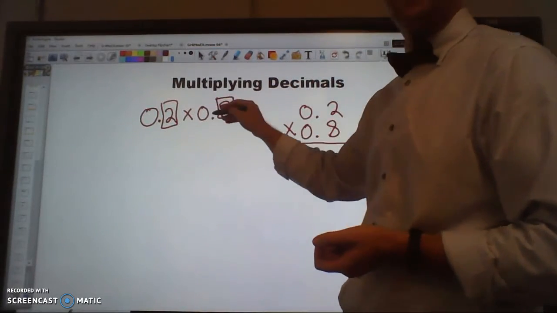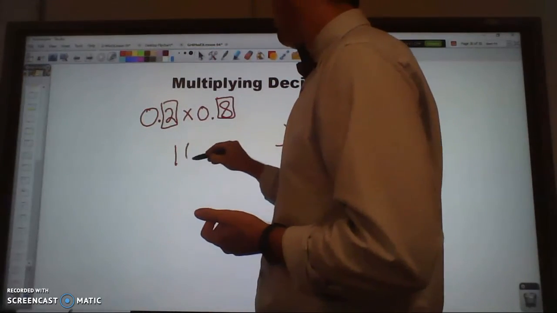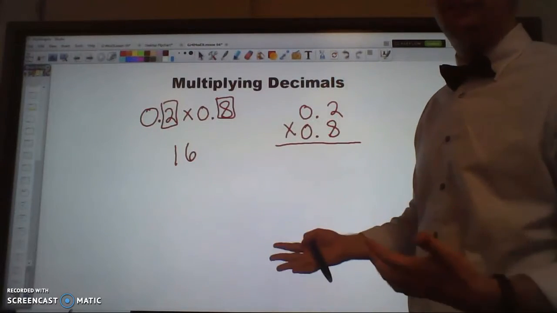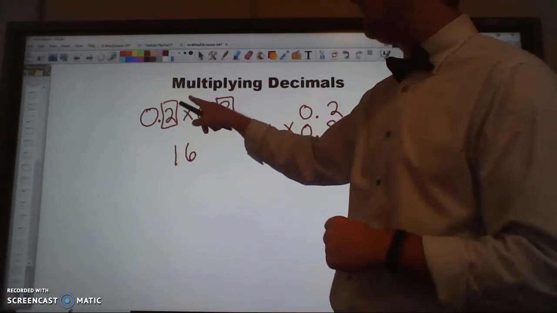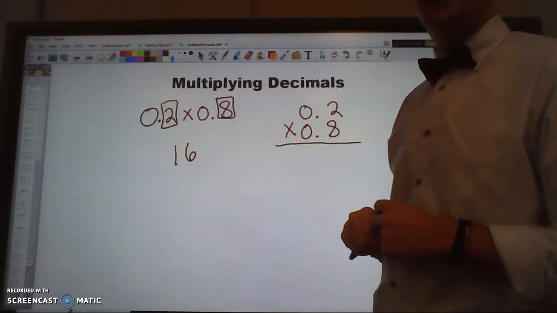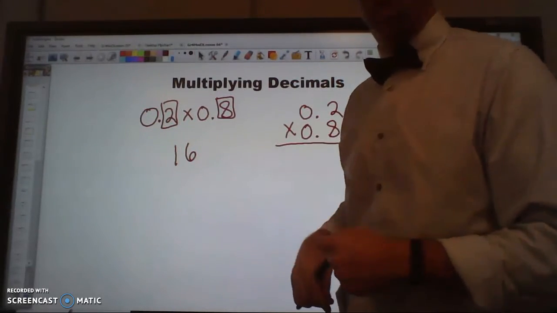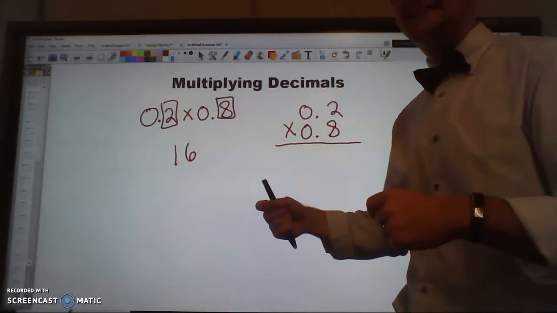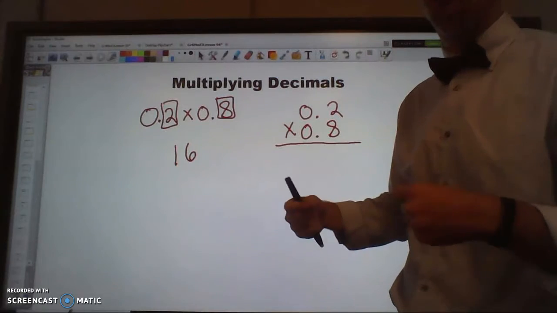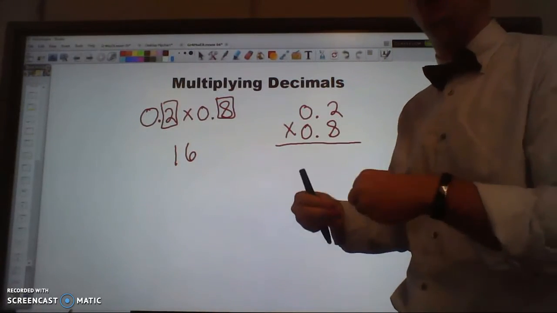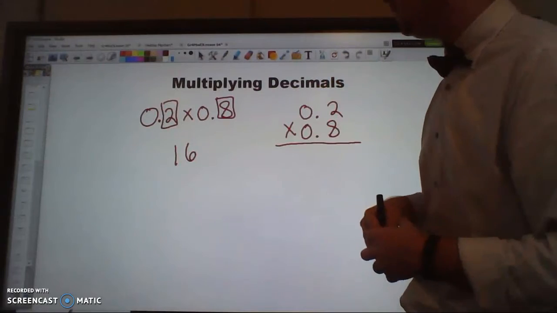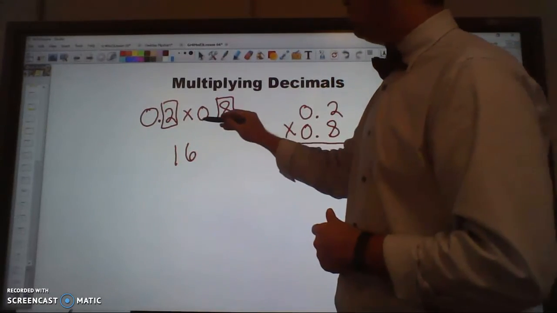So 2 times 8, well, that's 16. And remember, we're not just going to leave it as 16 because it's not 2 times 8. It's 2 tenths times 8 tenths. And remember, tenths times tenths is going to give you hundredths. Just like 10 times 10 gives you 100, tenths times tenths would give you hundredths.